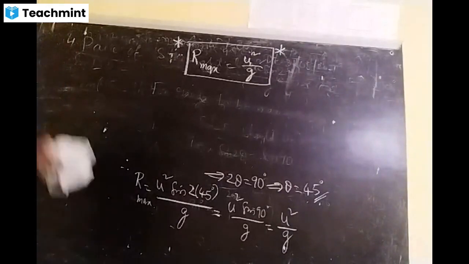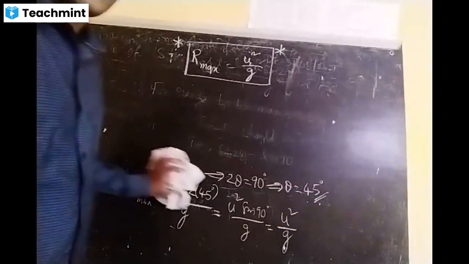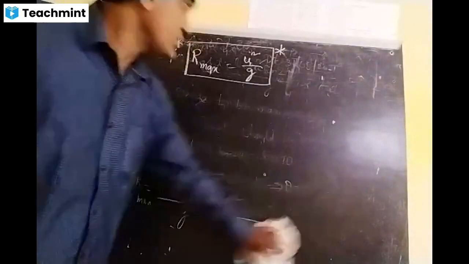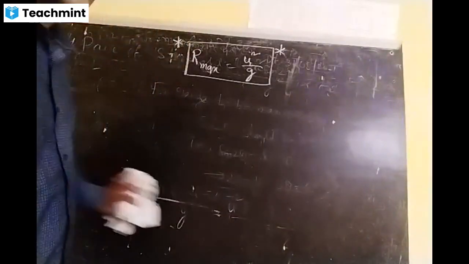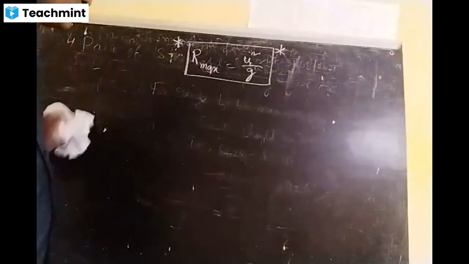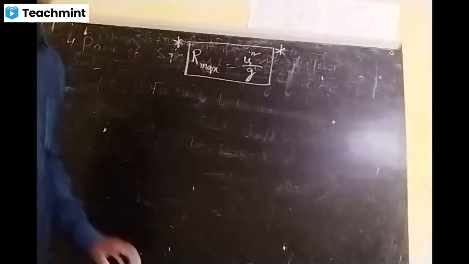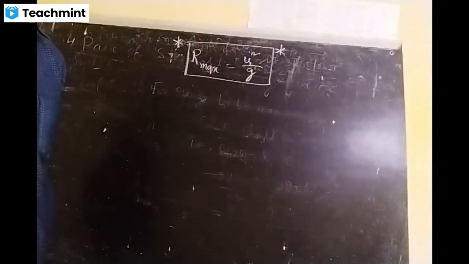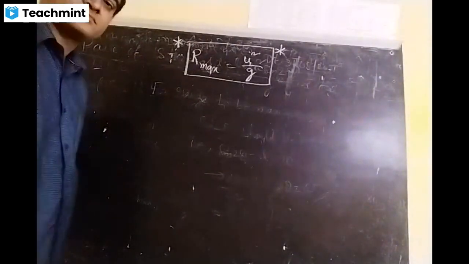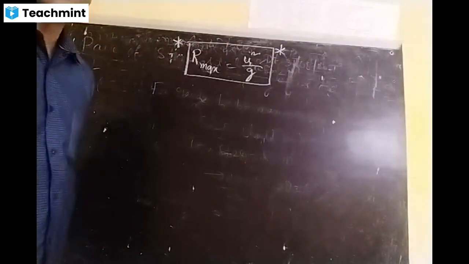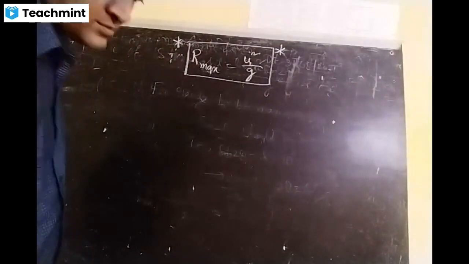Okay, continue class. So R maximum is equal to U square by G, which is a very, very important formula. Next, have you heard about complementary angles? Yes, sir. The sum of two angles is equal to 90 degrees.